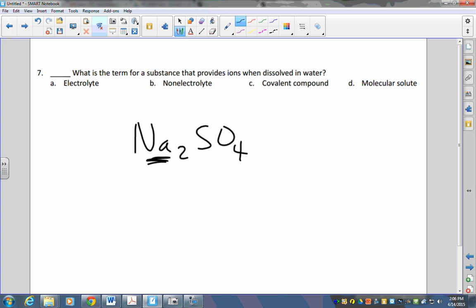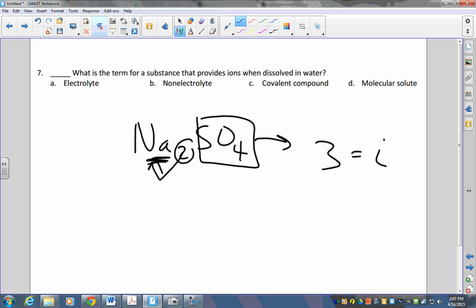So sodium is a metal, so then what do I have to do? I figure out the number of ions. Well, my subscript tells me I have 2 sodiums. Remember, sulfate is a polyatomic ion, so every polyatomic ion, each one counts as 1 unless it has a parentheses. So in this case, I would have an i value of 3 ions. So that's how you basically do that.